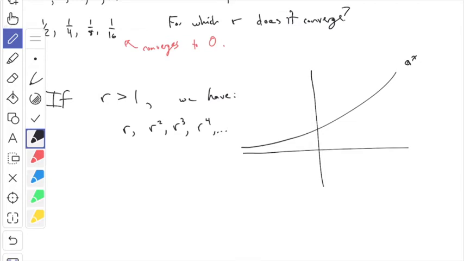So we have this thing. This, I'll just say, increases without bound. Every time you take a higher power of this number, it just gets bigger every time. And so that is going to diverge. So if r is greater than 1, then the limit as n goes to infinity of r to the n actually equals infinity, right? You can say it does not exist. You can say it diverges, but more specifically, the limit is infinity because those numbers will get bigger forever. All right.